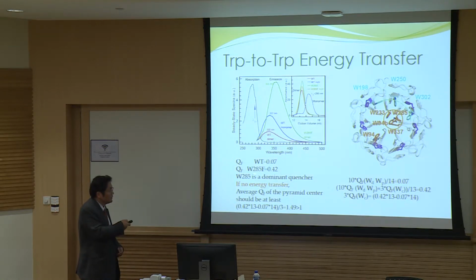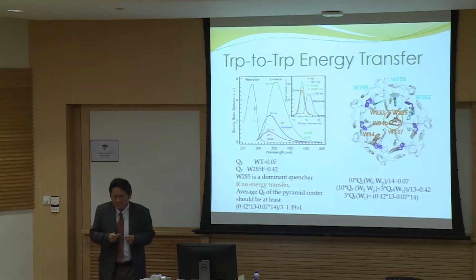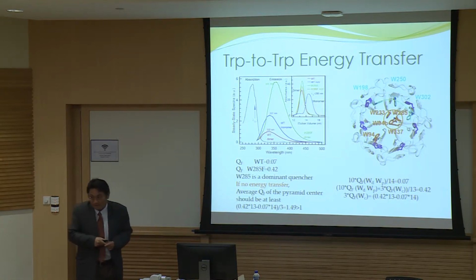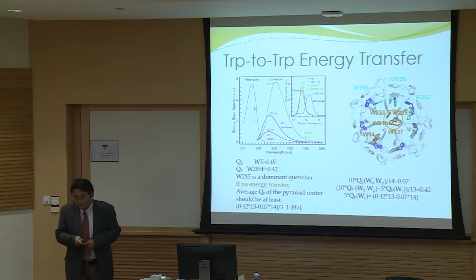So we quickly mutated 1 to 85. We found that the emission jumps from this Y-type emission, which is typical tryptophan emission, and then without this 285, the emission jumps to here. It's huge. The quantum yield is 0.42, while for the Y-type, the quantum yield is 0.07. By this simple estimation, you immediately know there is some energy transfer between tryptophans. It has to be. So we said, well, that's good news. All the tryptophans have energy transfer between tryptophan and tryptophan.